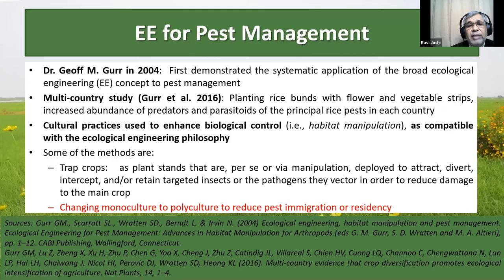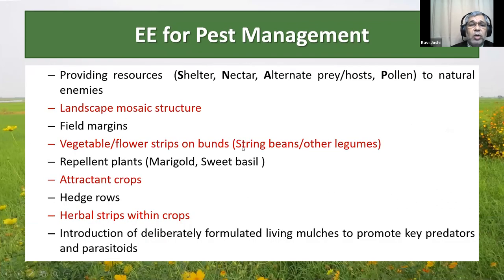So in the rice ecological engineering, especially for the rice pest management, the first scientist who actually introduced or demonstrated this broad application of ecological engineering was Dr. Jeff Gurr. He's an Australian. And Erie has been working very closely with Dr. Jeff. He was the first person. We had a multi-country study in many countries in the early years of 2000. There we have shown the increase of abundance of parasites and parasitoids of the principal rice pests, basically because at that time we looked more at plant hoppers and the rice leaf folder, which is also a serious problem in the Philippines.